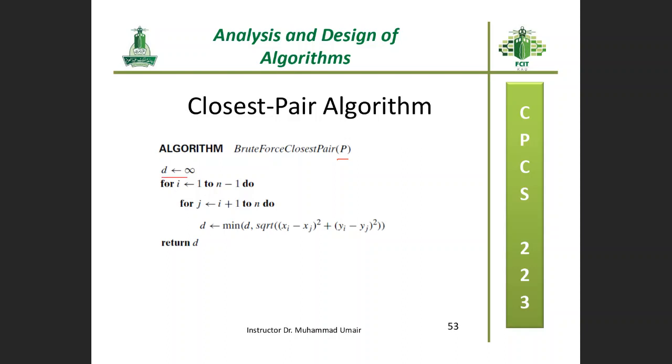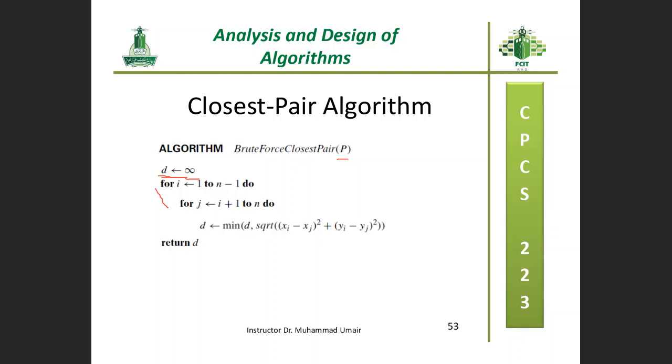Initially, distance will be initialized with infinity. I have told you this rule: whenever you are looking for the minimum, you initialize the variable with the maximum value. If you are looking for the maximum, you initialize the variable with the minimum possible value. As we are looking for the minimum, that's why we are initializing the distance variable with the maximum possible value, which is infinity.